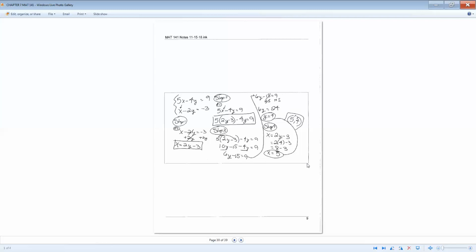So don't forget you need your x component as well. You have y equal to 4, but you need to know what x is. So now I can go back to this equation from step 1. x is equal to 2y minus 3. Take the y, which is 4, and plug it in for y. 2 times 4 is 8. 8 minus 3 is 5. So my answer is going to be 5, 4 as my ordered pair.